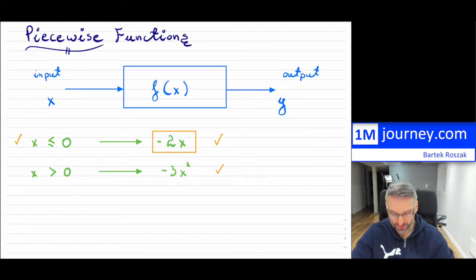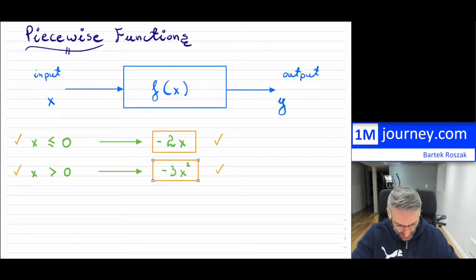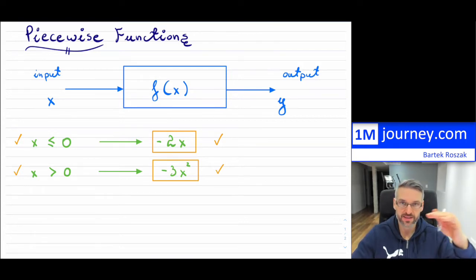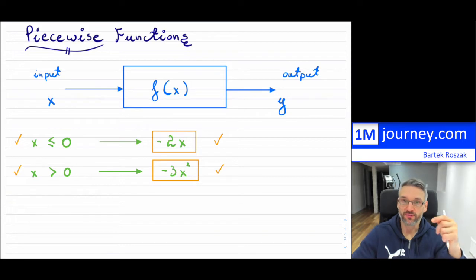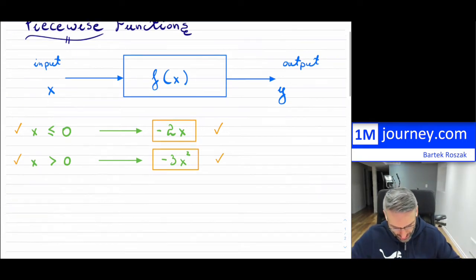Now, if my input happens to be greater than 0, then my function takes on a different piece, in this case negative 3x squared, which is a parabola, reflected in the x-axis and then stretched out a bit. Here you will see a function which is made up of two pieces. So if I plot this, I can sketch it out.